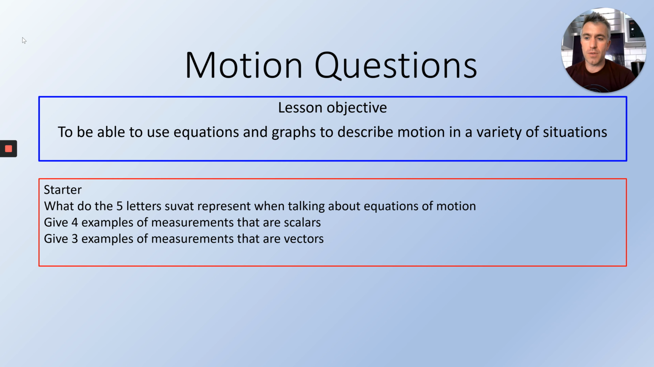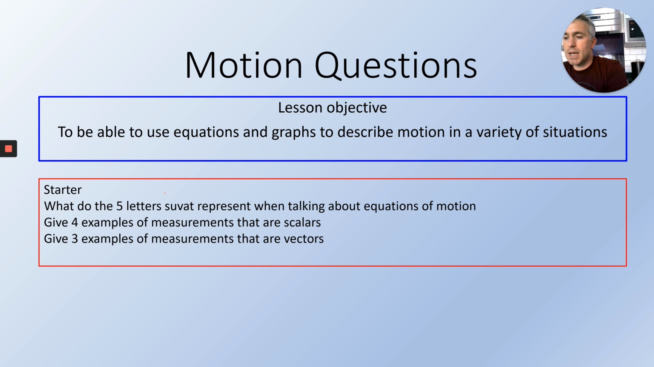What do the 5 letters in SUVAT represent when we're talking about equations of motion? Can you give me 4 examples of measurements that are scalars? And can you give me 3 examples of measurements that are vectors? Pause, answer, move on. Done? Excellent. So let's make sure this is working.